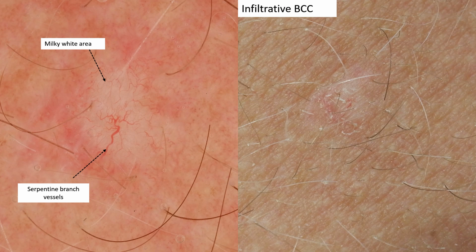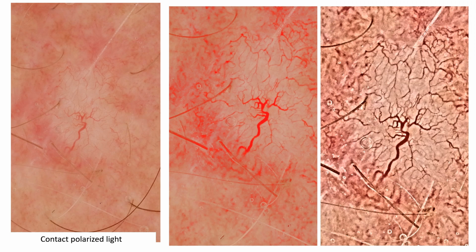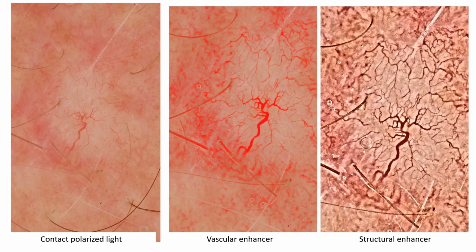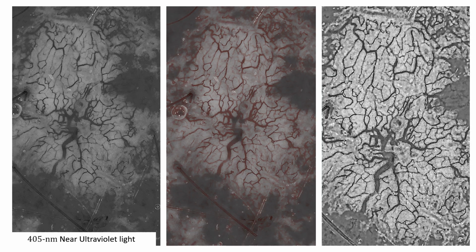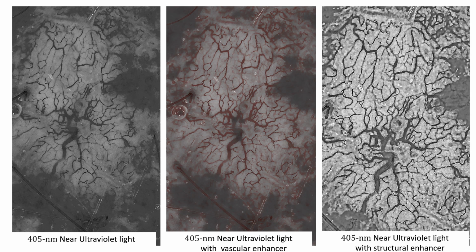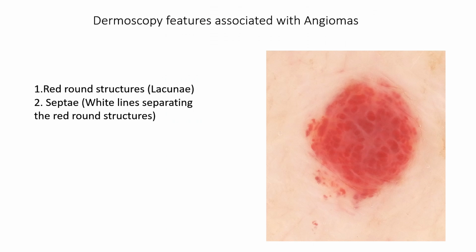Another subtle lesion, milky white area, serpentine branch vessel. Here we see in the contact polarized mode, the vascular enhancer, as well as the structural enhancer. If we use the near ultraviolet light, we see these vessels quite nicely, even nicer with the vascular enhancer, and quite dramatically with the structural enhancer.